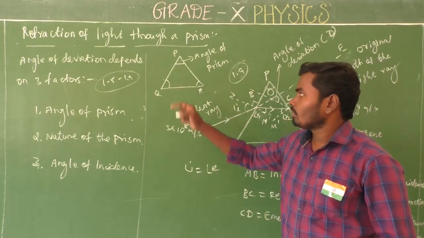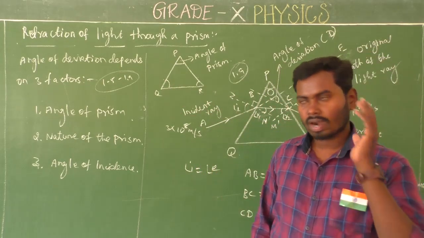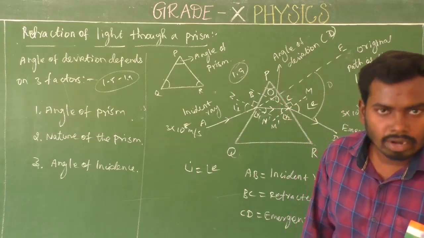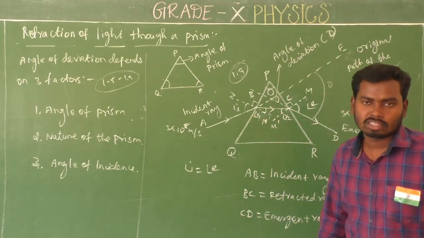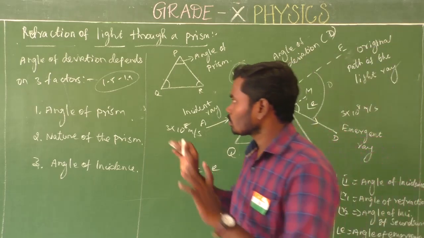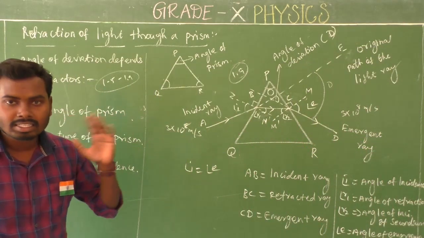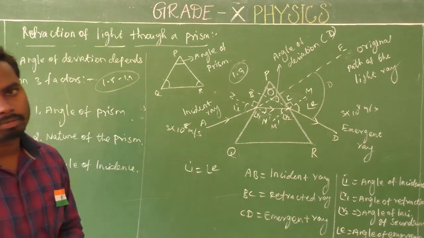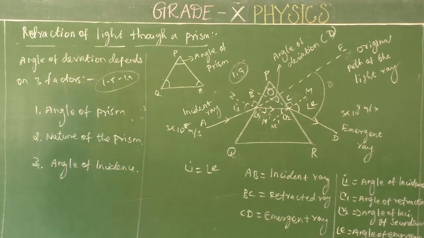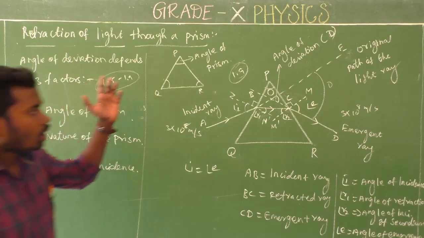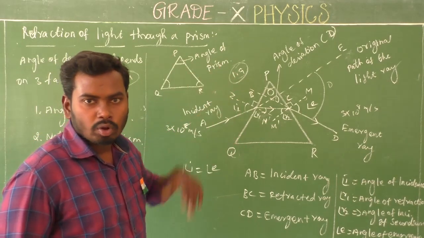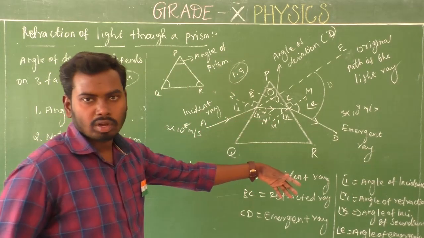So this angle of deviation depends on three factors. First one, the angle of prism. Second one, nature of prism. And third one, angle of incidence. That's all about the refraction of light through a glass prism. Is there any doubt? No. Draw this diagram in your classwork note and mention all the parts.